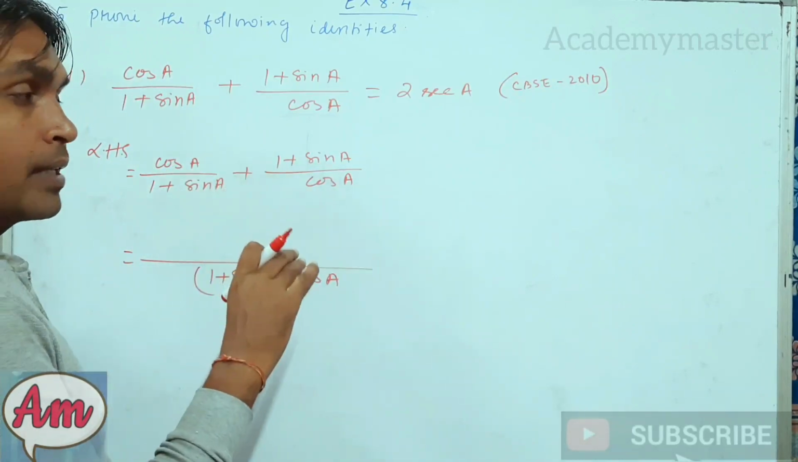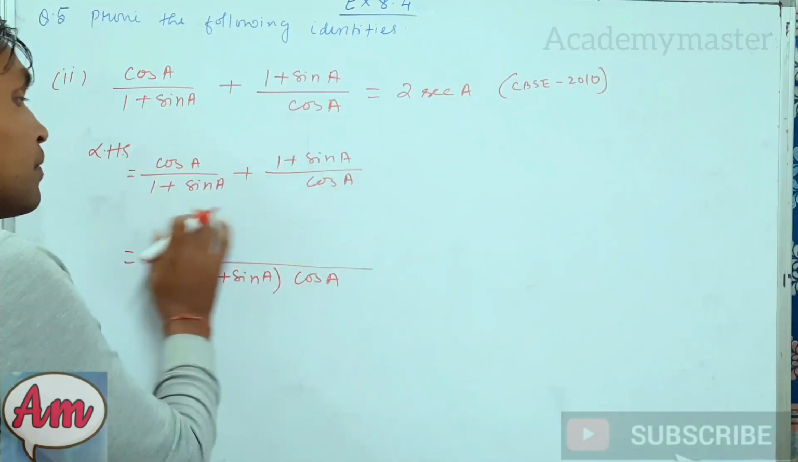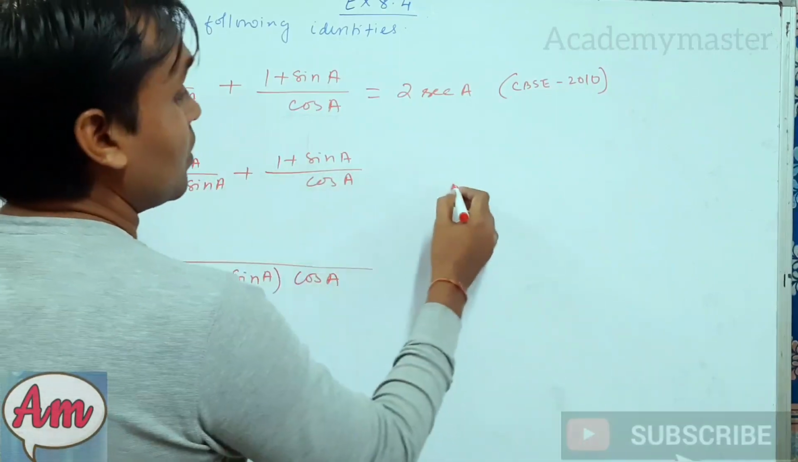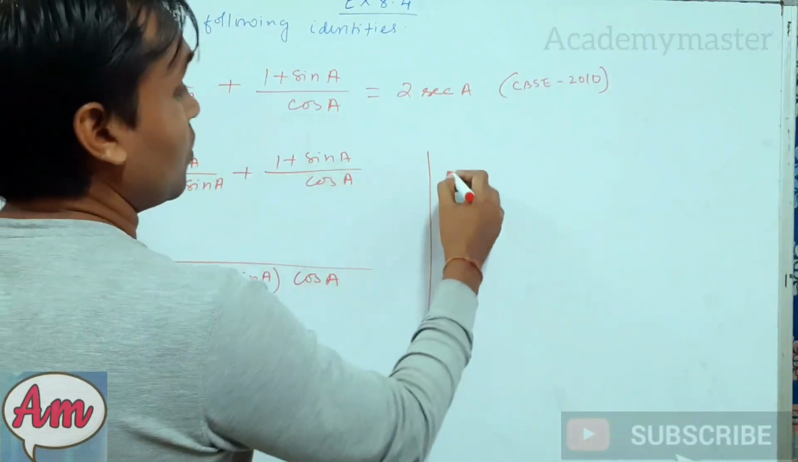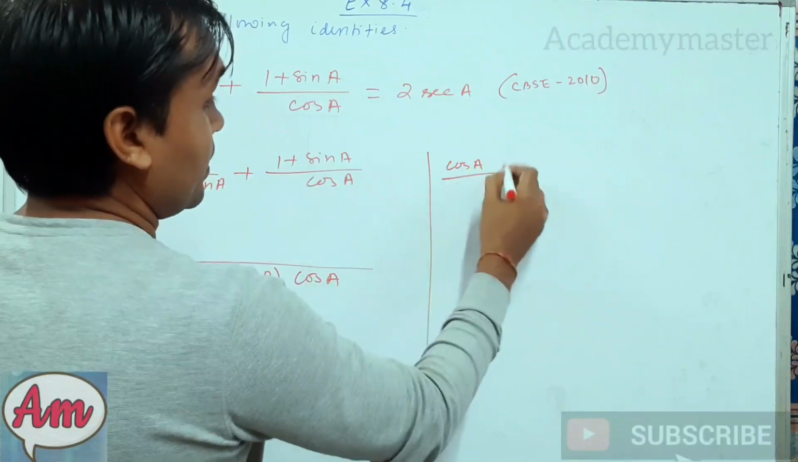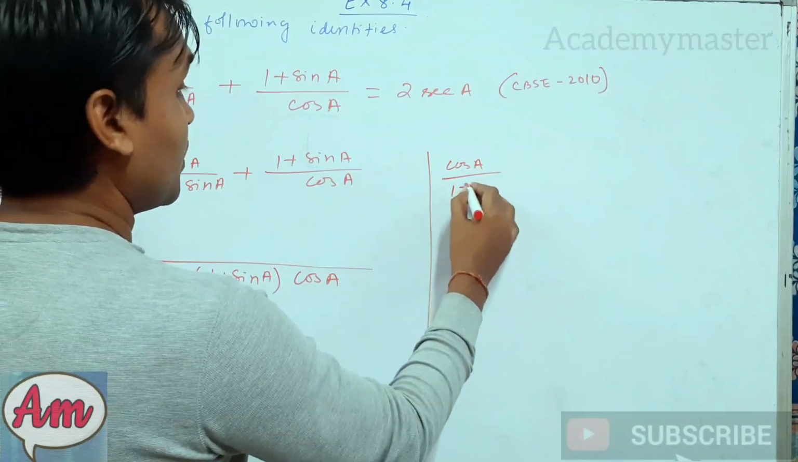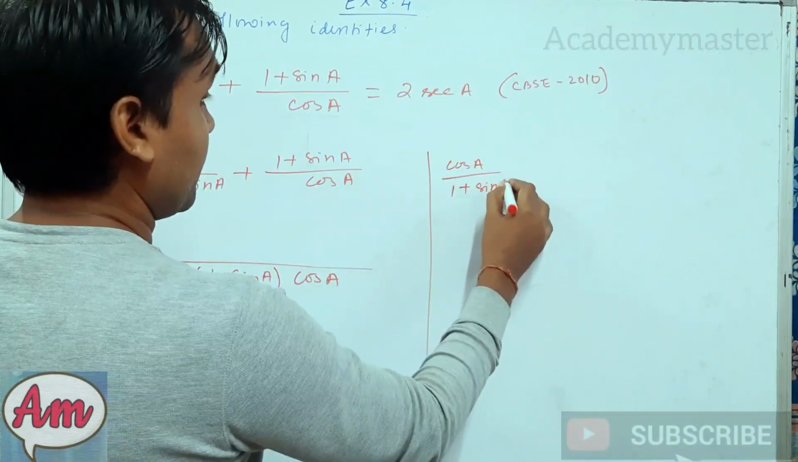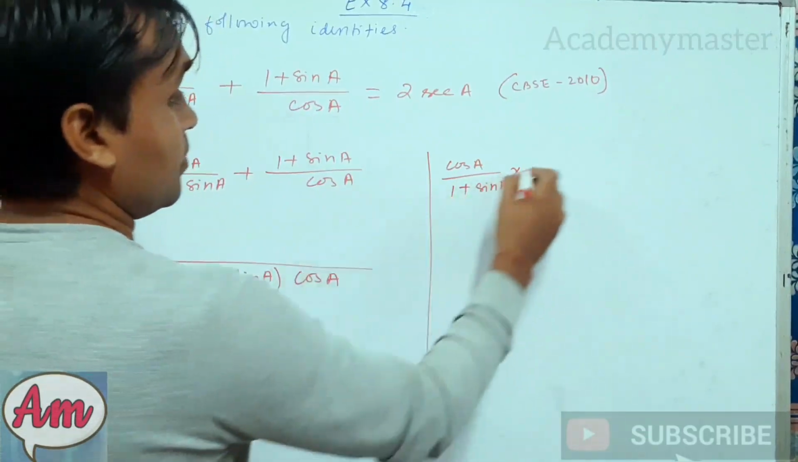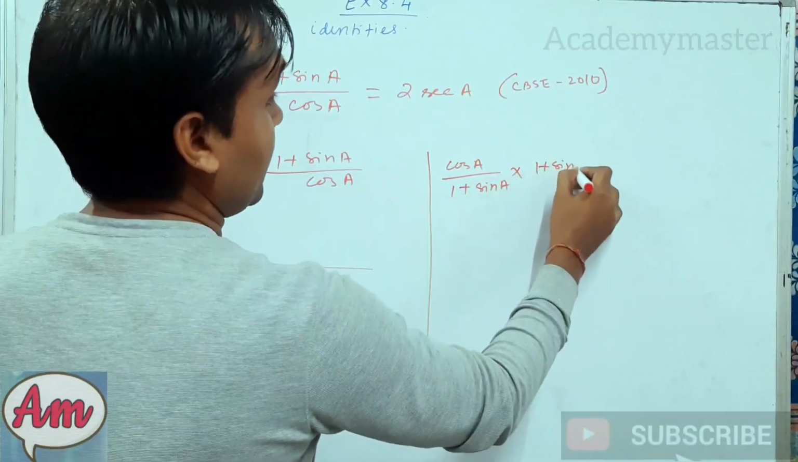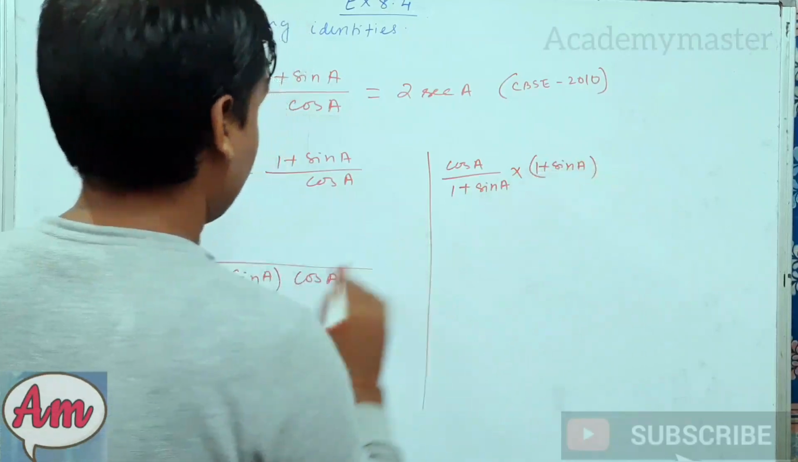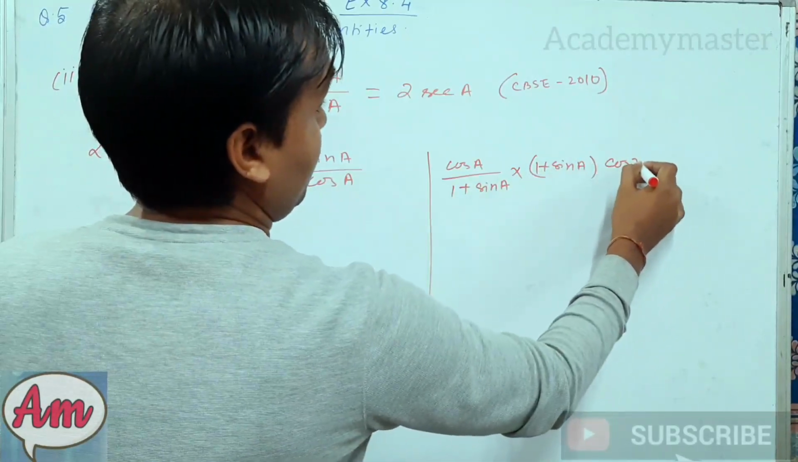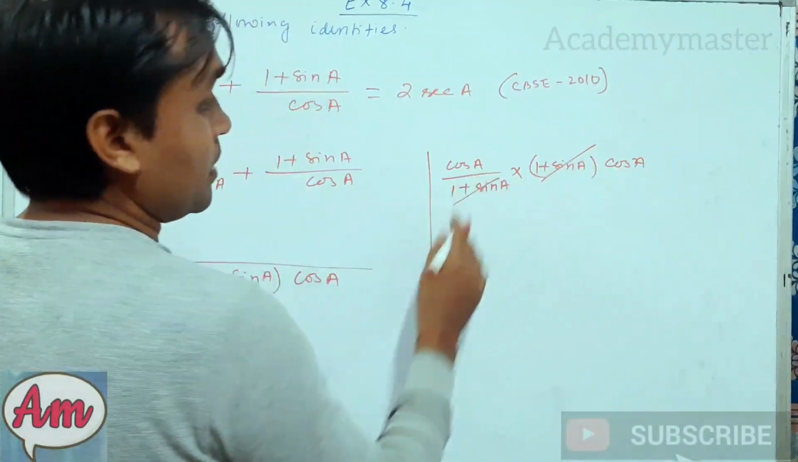What I told you about how to add: LCM divided by the denominator, into whatever the numerator is. So the fraction is what? The fraction is cos A. These are rough work, okay? 1 plus sine A into, what is our LCM? 1 plus sine A and into what? Cos A. So you'll write cos A. 1 plus sine A, 1 plus sine A, cancel.